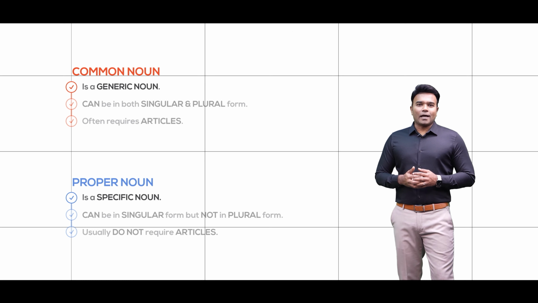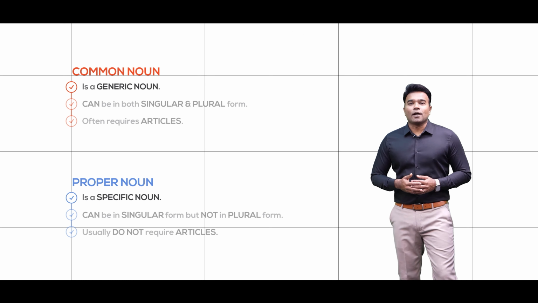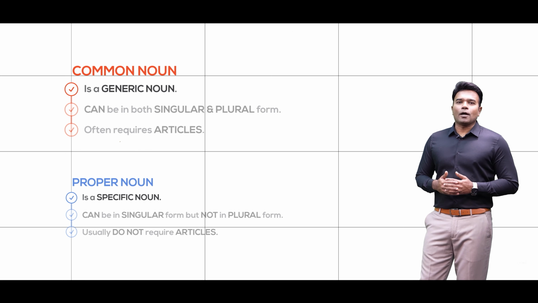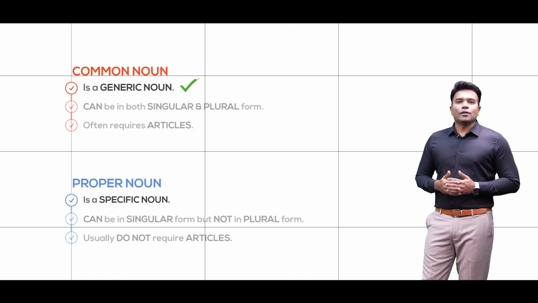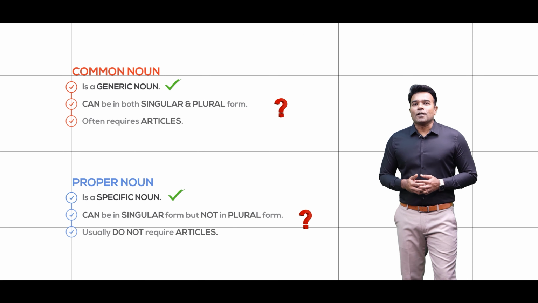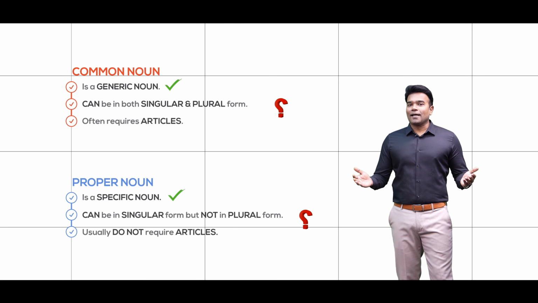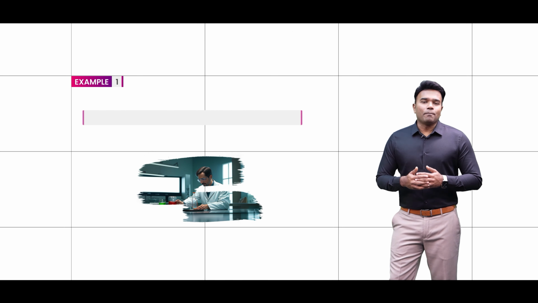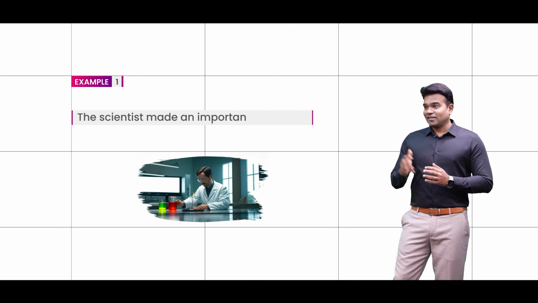So looking back at the definition now, I'm sure that you understand that the common nouns refer to generic entities, whereas the proper noun refers to specific entities. But then what really do these other points mean? Let me proceed and explain it to you. Have a look at this sentence. The scientist made an important discovery.